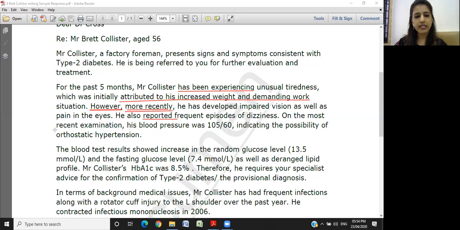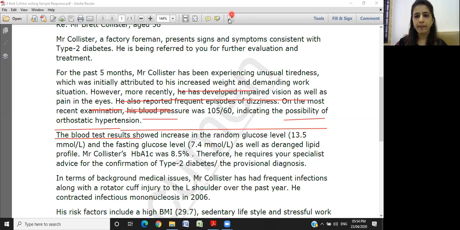And on the most recent examination, so here you can write examination today if you are writing date wise, then you can write about their blood pressure. So here again, if you see, I have not included BMI and overweight things because I'm going to take them as contributing factors for diabetes.